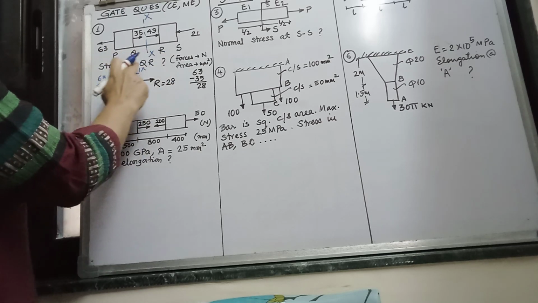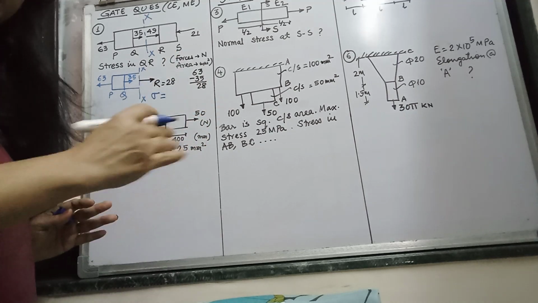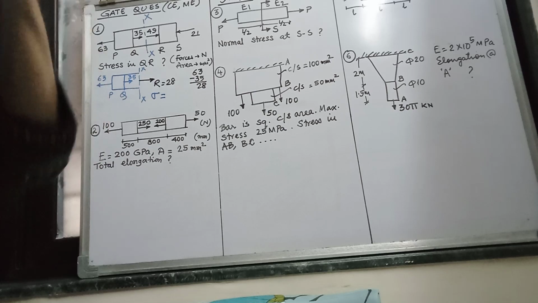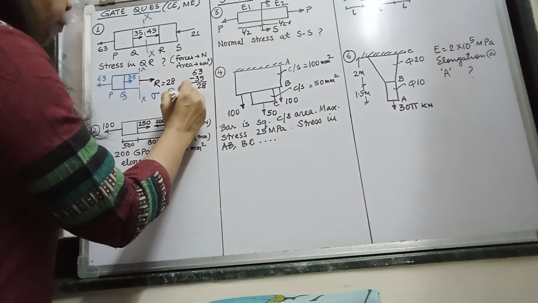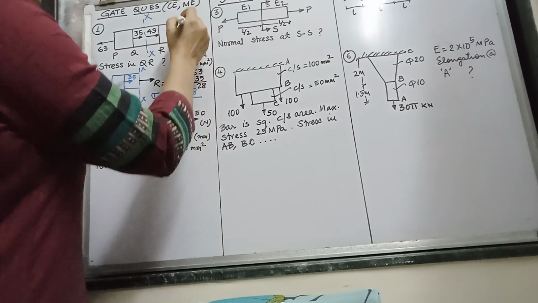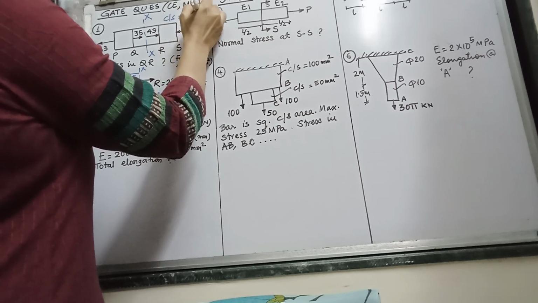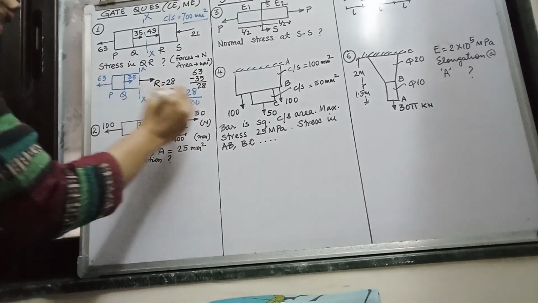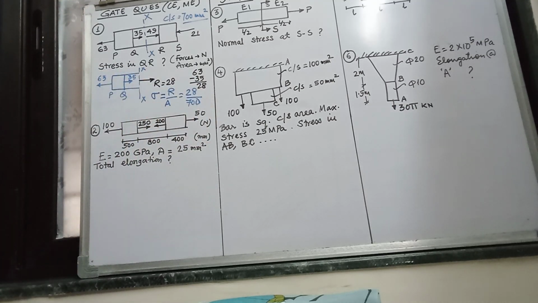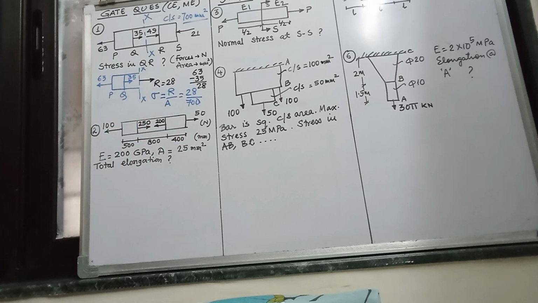Now what do we have to find? Stress in the part QR. What is the formula for stress? Just now I have explained, internal resistance divided by the cross-sectional area. So what is the internal resistance by cross-sectional area? That is 28, and the cross-sectional area is given as 700 millimeter square. This is given. So 28 divided by 700. So what will be the answer?